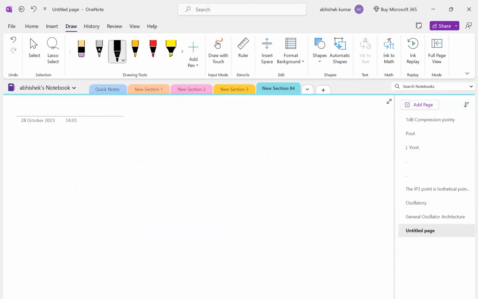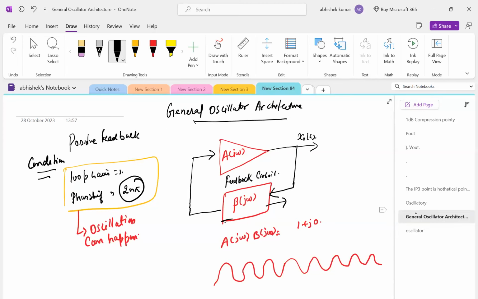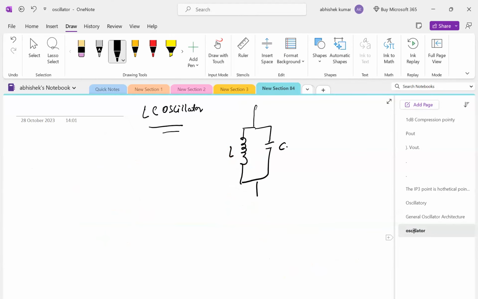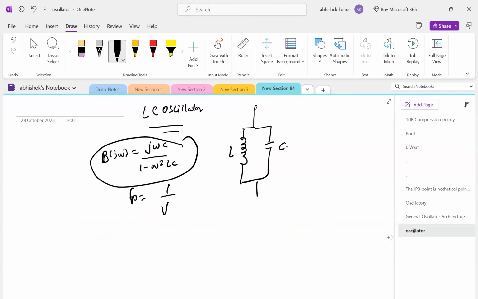Now we will see the LC oscillator. How does an LC oscillator look? We have an L component and a C component. We could use an LC circuit in the feedback path. These circuits are being used here in the feedback path. If you find the gain of this one, you will get j omega C minus 1 over omega L C. It has a resonant frequency f naught equal to 1 by square root of LC.